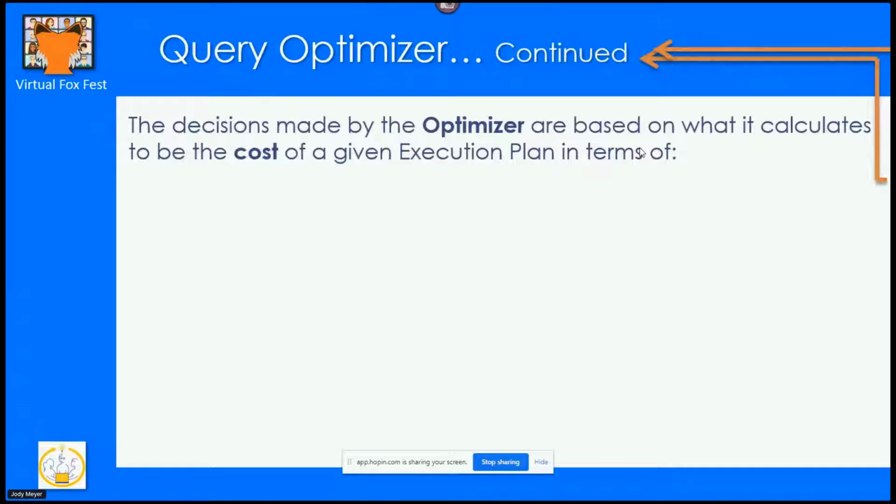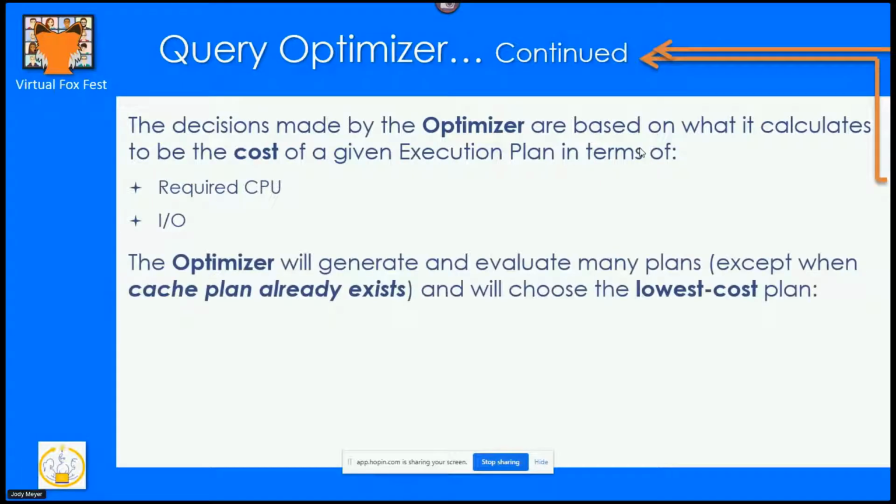So the optimizer is based off a cost, and these costs are estimated. They are never actual. It's the required CPU and the I/O. If I can get the table all up into memory, we won't have a lot of I/O, but maybe to do that, the optimizer will say, hey, instead of using one processor on the computer, we're going to use all 8 of them, whatever it decides.